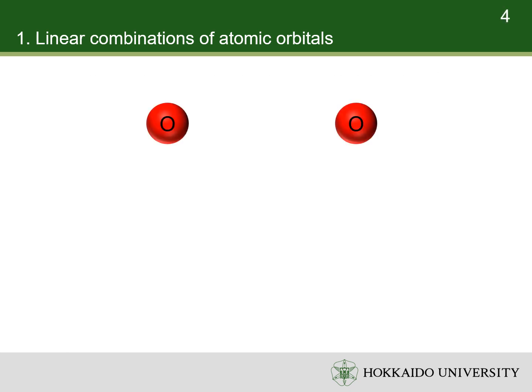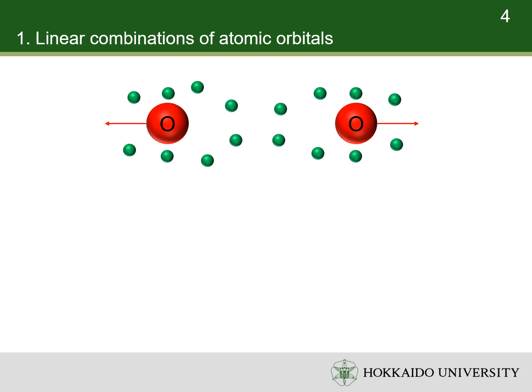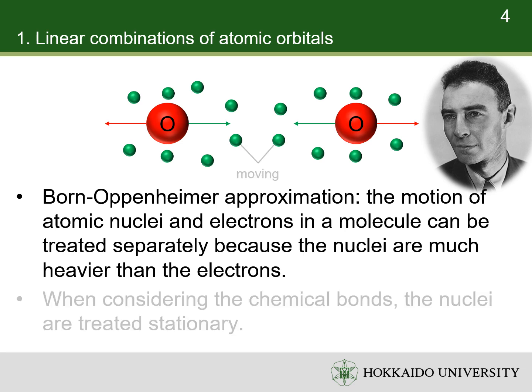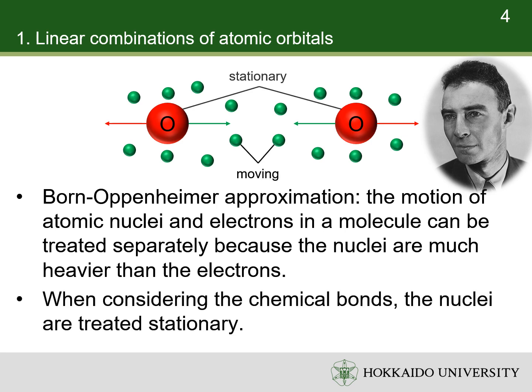All atomic nuclei have positive charge and repel each other with electrostatic force. Thus, a chemical bond must be made of electrons, which have negative charge and attract the nuclei. Born-Oppenheimer approximation is the assumption that the motion of atomic nuclei and electrons in a molecule can be treated separately, based on the fact that the nuclei are much heavier than the electrons. Consequently, when considering the chemical bond, the nuclei are regarded stationary. The neglect of the motion of the nuclei is the so-called clamped nuclei approximation.